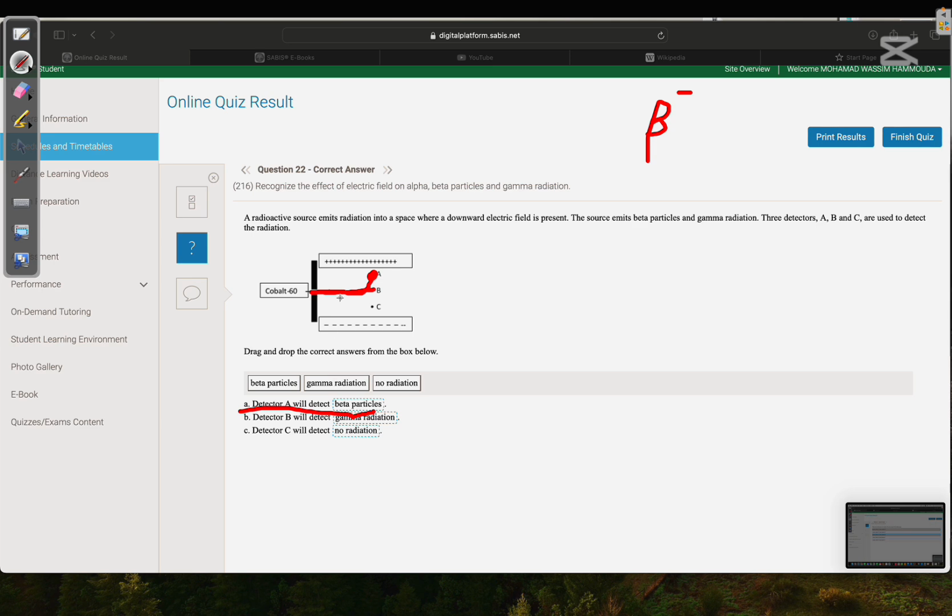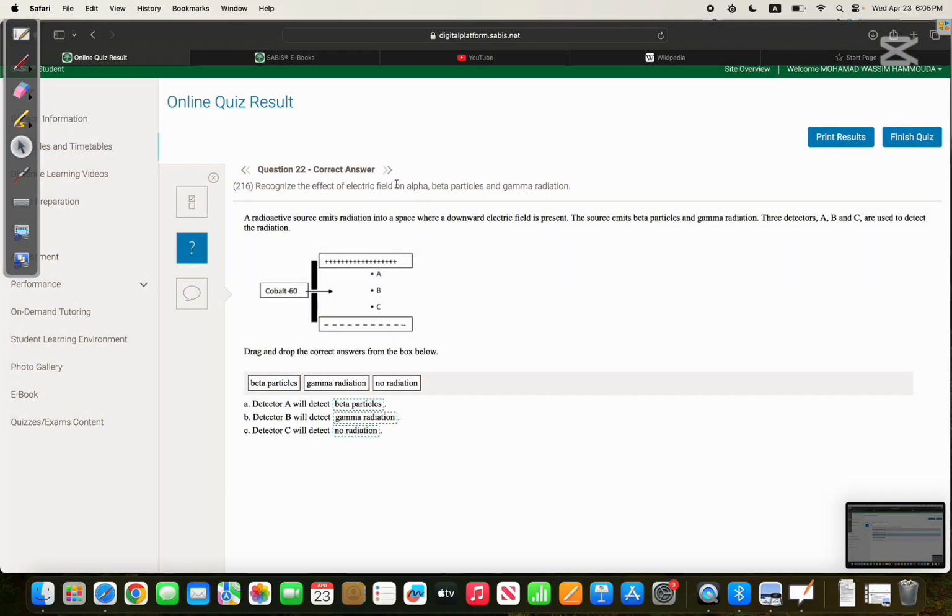And detector C will have 0 radiation detected because, of course, gamma particles, as I said, will go straight, and beta particles, because they're negatively charged, will be repelled going up, or in the opposite direction.